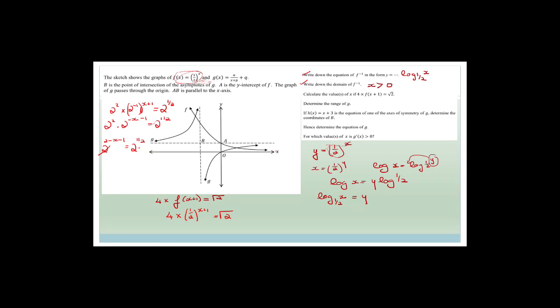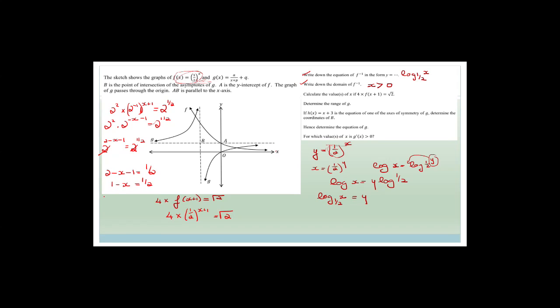Then we can drop the bases because they're both the same. Let me just erase this last line. So now we just have the exponents: 2 minus x minus 1 is equal to 1/2. Obviously I could have simplified this already, but I've just taken it slowly. So 2 minus x minus 1 is 1 minus x, which is equal to 1/2.